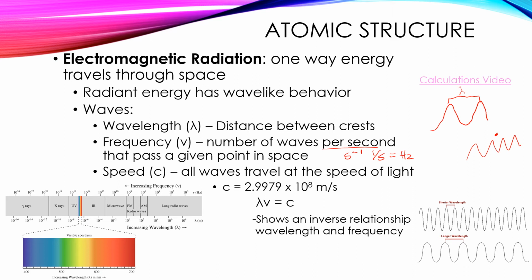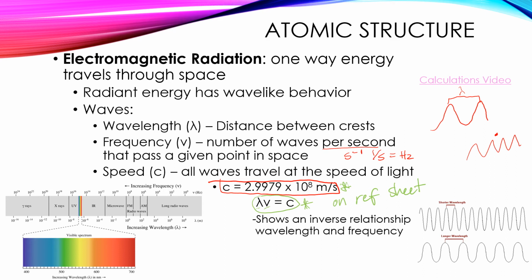And then the speed: all waves travel at the speed of light, which is this constant right here. We can combine all of these together to get this equation. This equation and this constant are on your reference sheet. So we can do calculations to find either wavelength or frequency, as long as we have the other one, because our speed of light is a constant.